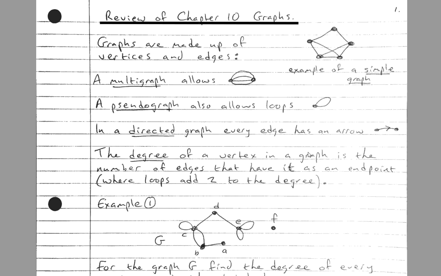The degree of a vertex in a graph is the number of edges that have it as an endpoint, where loops add 2 to the degree. All right, so for each vertex, just look at how many edges are coming out of that vertex. That's basically the degree.